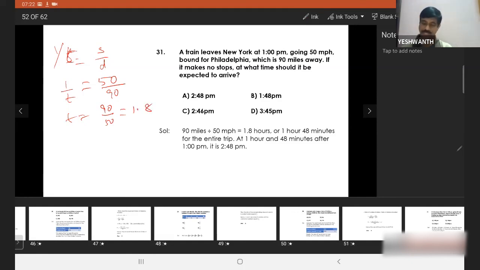So that means if they started at 1 o'clock, 1.8 hours means what? It is 0.8 into 60 plus 1. So that means it is 1 hour 48 minutes. So it started at 1 plus 1 hour 48 minutes is 2:48. So which option do you have? Option A. So please note it fast, quick.